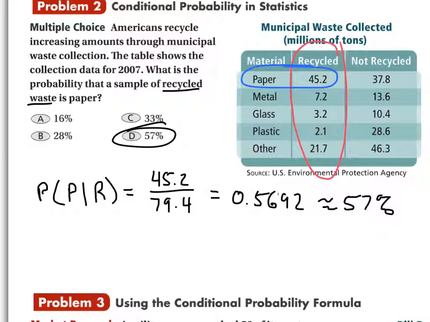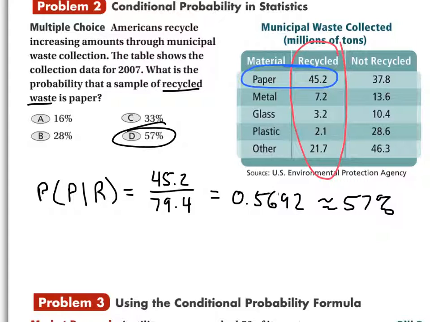This is a multiple choice problem, right? Multiple choice problem. We have over half of the time we're going to pick out paper, which makes sense. People recycle more paper than anything else, right? Killing our trees. Okay.